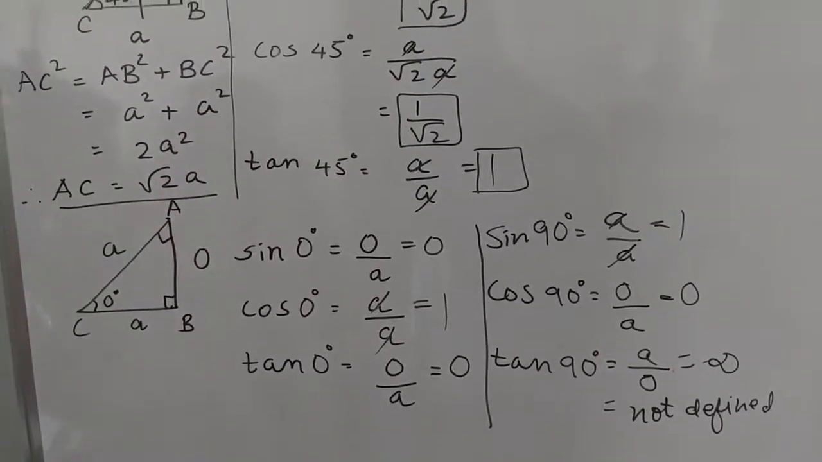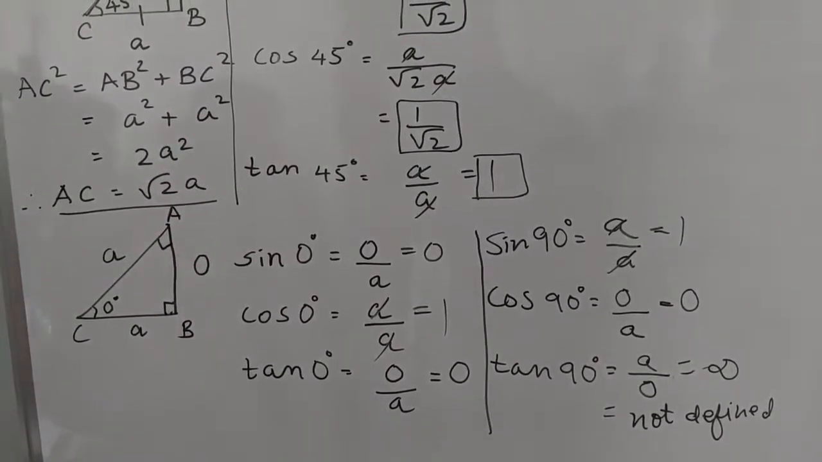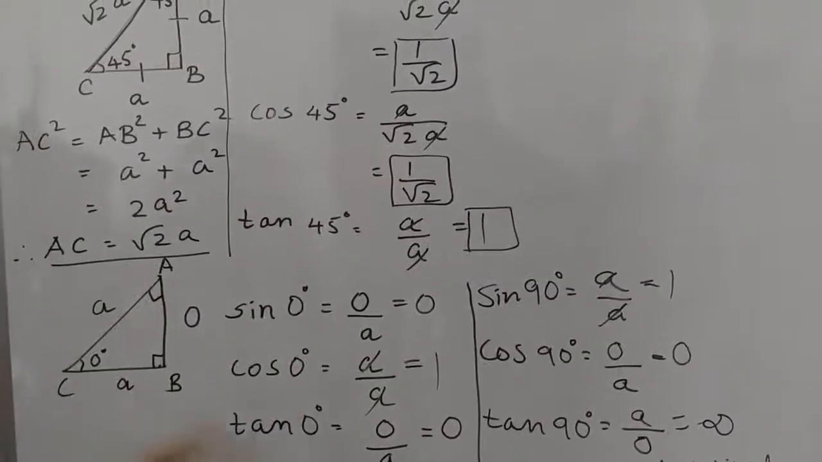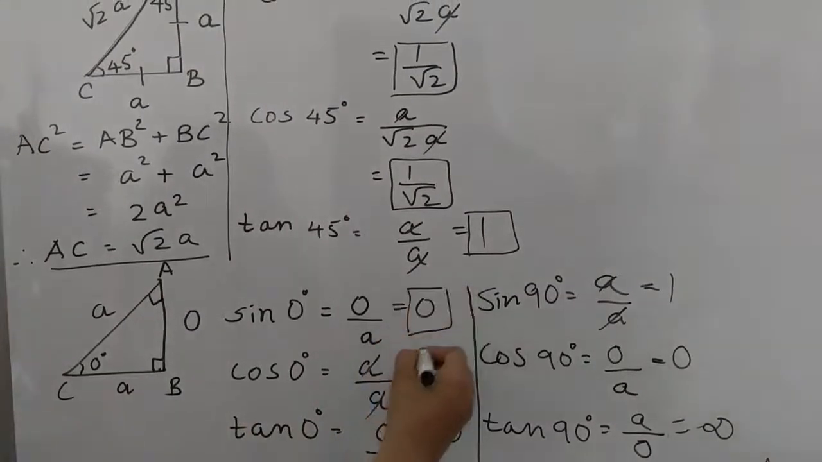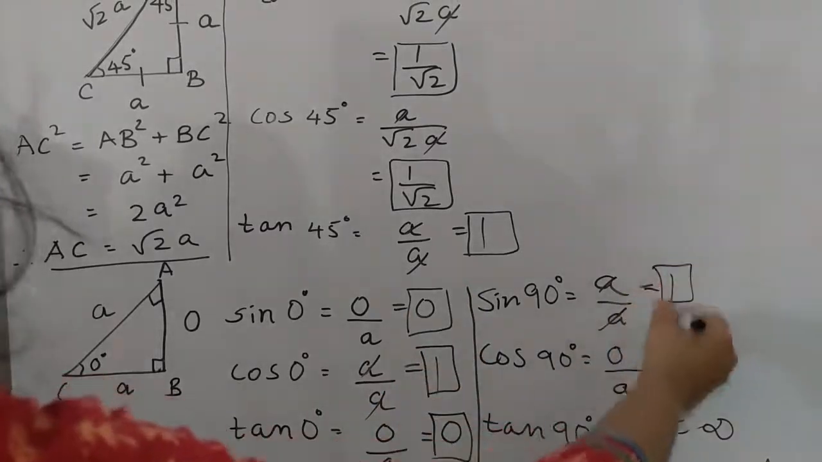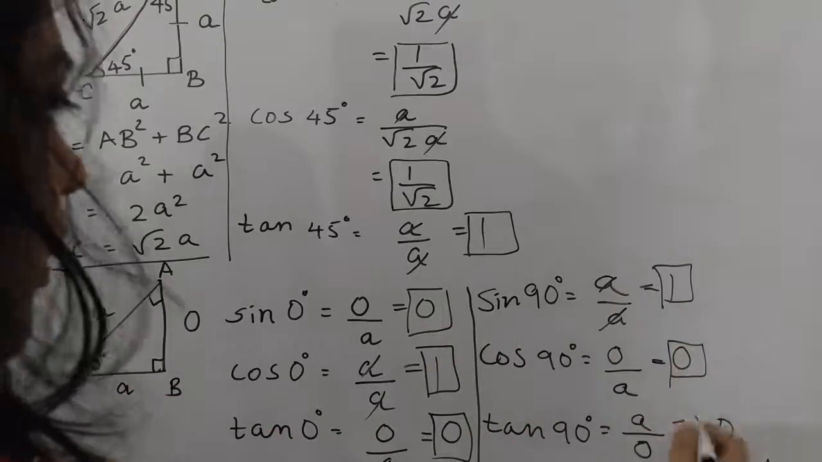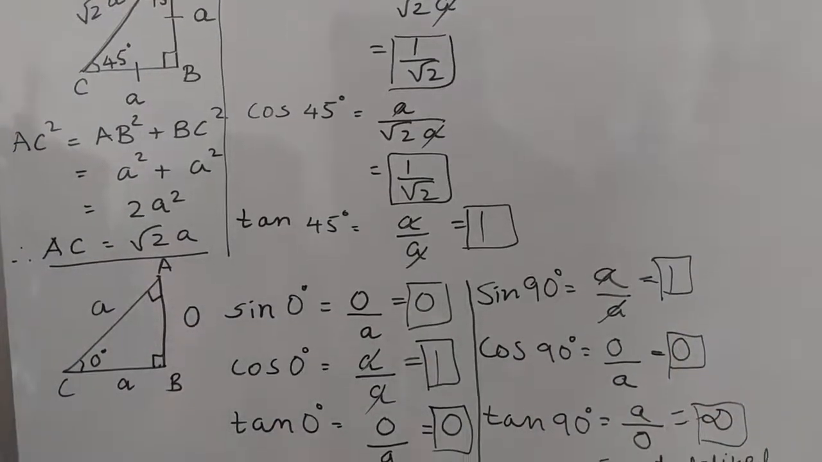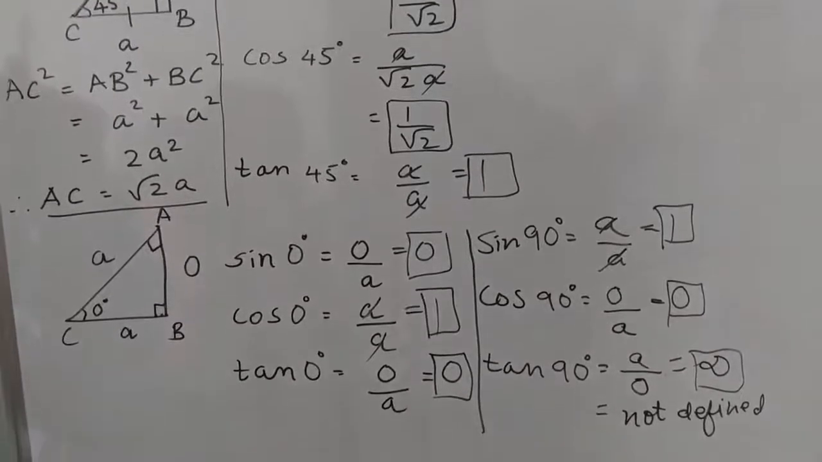Also we have found all the values for 45 degree. So students, you have to learn all these values by heart. It will be very, very helpful in solving our questions. 0, 1, 0 and this is 1, 0 and not defined. So this way all the 0 degree, 90 degree and 45 degree values are found.